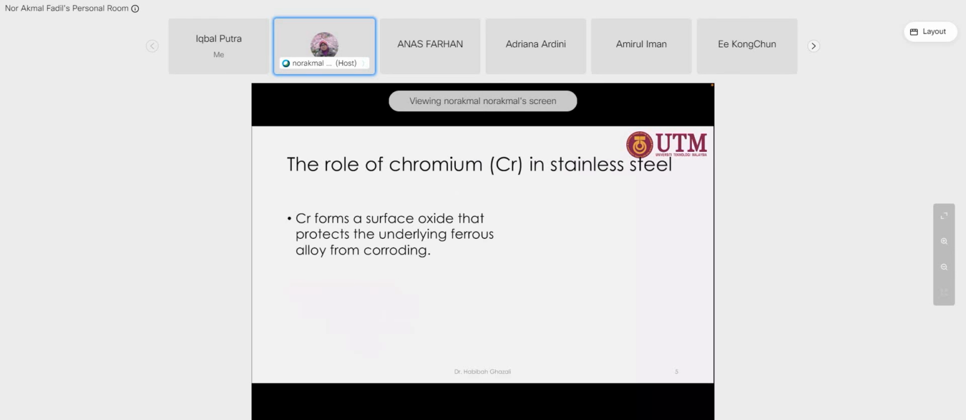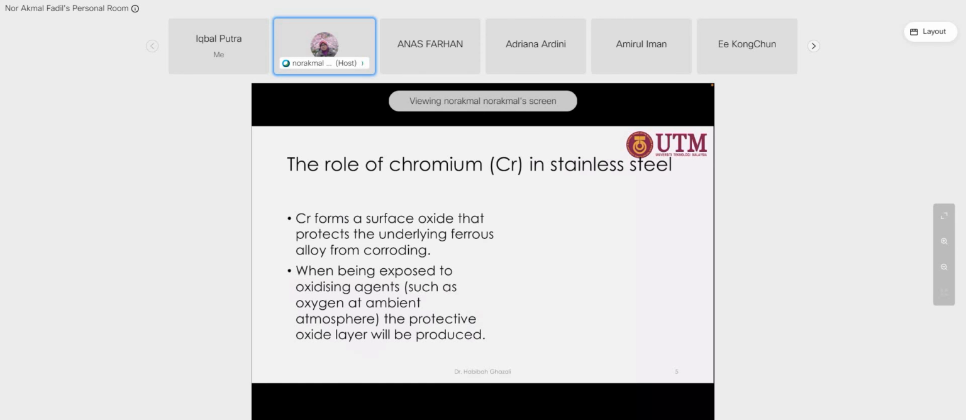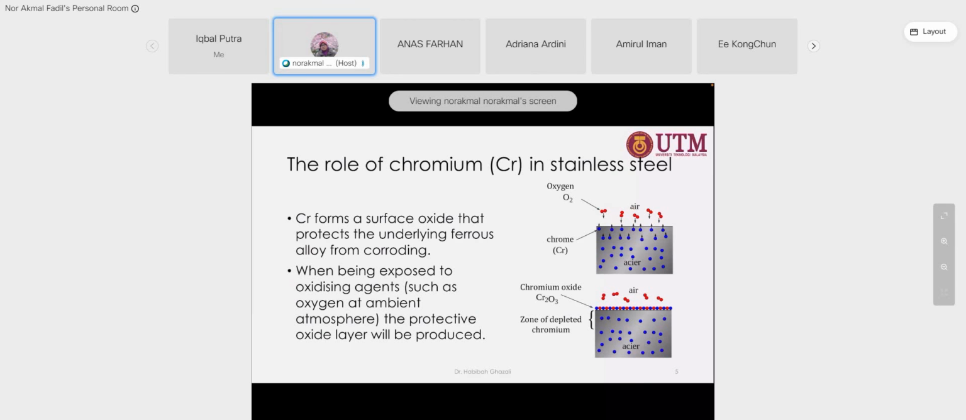So the chromium forms a surface oxide that protects the underlying ferrous alloy from corroding when being exposed to an oxidizing agent such as oxygen in an ambient atmosphere. The protective oxide layer will be produced. When we talk about the protective layer, it is just an oxide of the metal. Without this chromium, we will have Fe2O3. This is also an oxide, but this one is not protective.